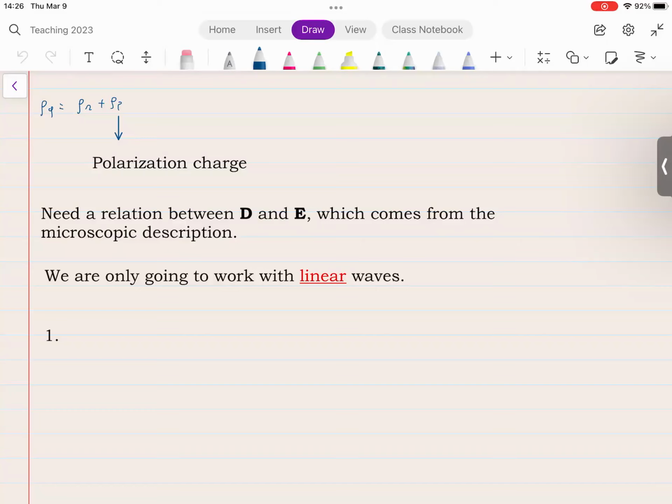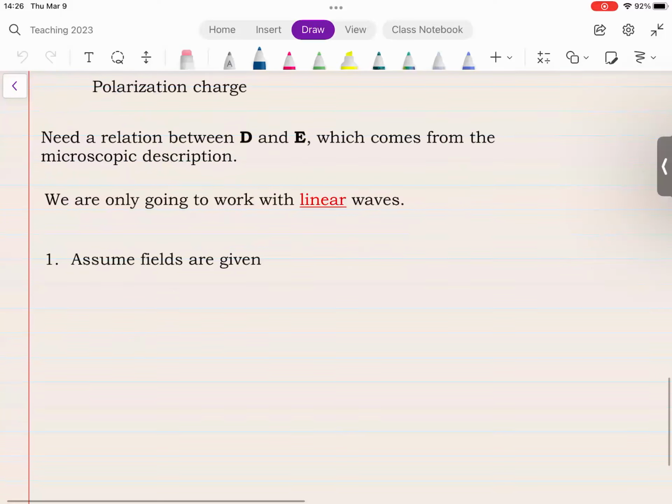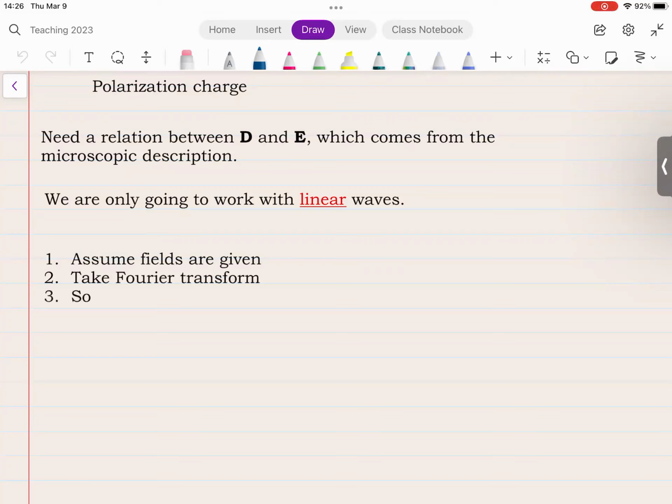Okay, let's review the sequence of steps. First, assume that the fields are given. That's all we've been doing with single particle motion. The fields are given, and I figure out how the single particle moves. Okay, great. Then take the Fourier transform. And then solve for particle velocity in Fourier space.